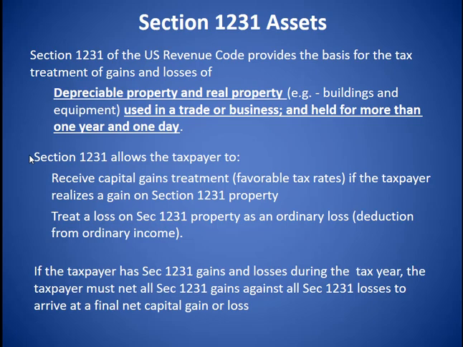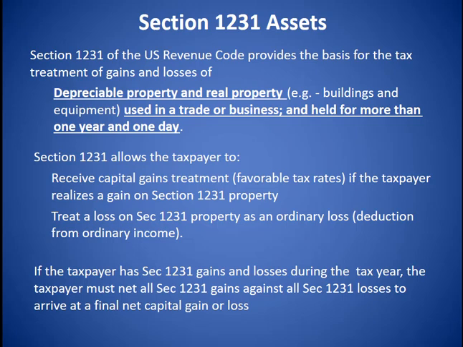Now, you can have gains and losses on various types of Section 1231 property during the tax year. And if the taxpayer has a series of gains and losses on Section 1231 property during the tax year, the taxpayer must net all 1231 gains against all 1231 losses to arrive at a final net capital gain or loss.